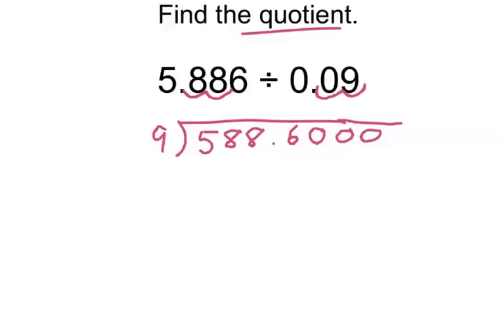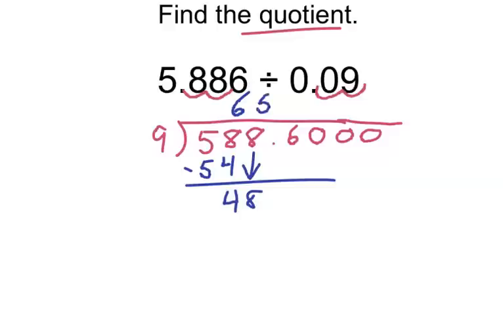All right, so how many times does 9 go into 5? It doesn't. How many times does 9 go into 58? That goes in 6 times, because 6 times 9 is 54. I'm going to subtract that. 8 minus 4 is 4. Bring down the 8. Okay, so how many times does 9 go into 48? 5 times, because 9 times 5 is 45. Okay, 8 minus 5 is 3.